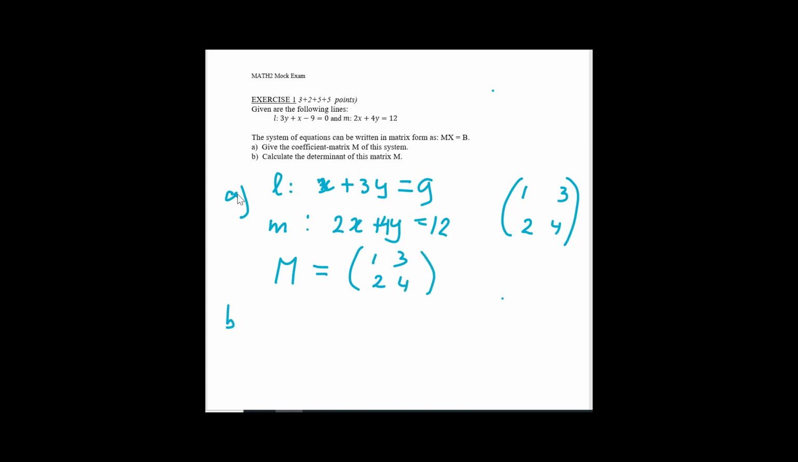Okay, and question B would be calculate the determinant, and then hopefully we remember that the determinant is the left diagonal minus the right diagonal. So if we would calculate it, determinant is given with those straight lines, so that would be 1 times 4 minus 2 times 3, so that would be 4 minus 6 would be minus 2.